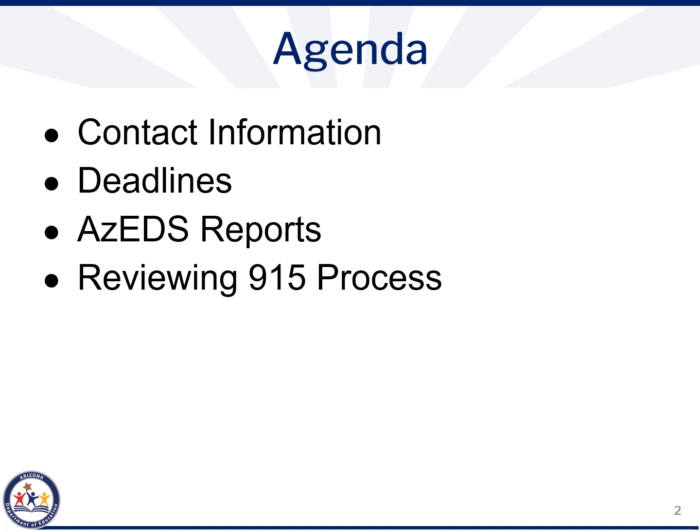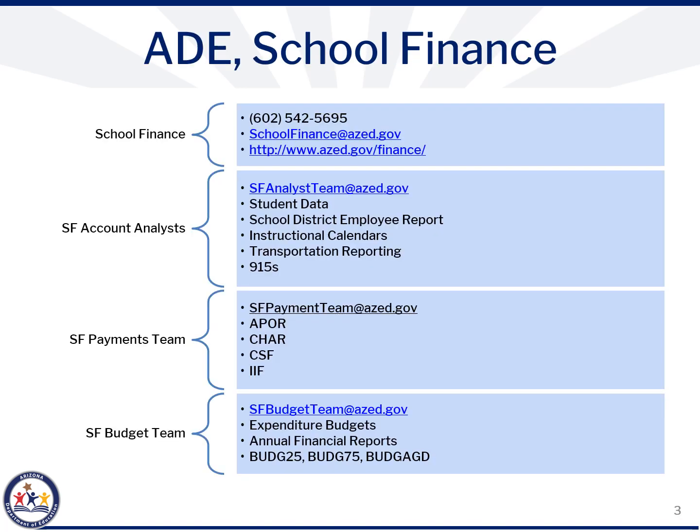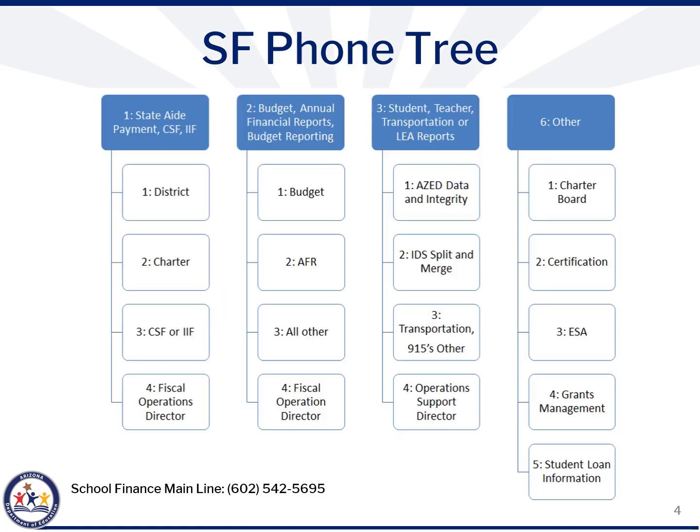In this presentation, we will be reviewing contact information, deadlines, AzEDS reports, and the 915 process. If you need to contact School Finance, you can contact us at the main number listed here, or you can email each one of the units within School Finance. If you call the School Finance main line, you will hear the prompts for the different divisions within School Finance. To reach an account analyst, you would want to choose option 3, and then option 1 if you're calling about AzEDS data and integrity.